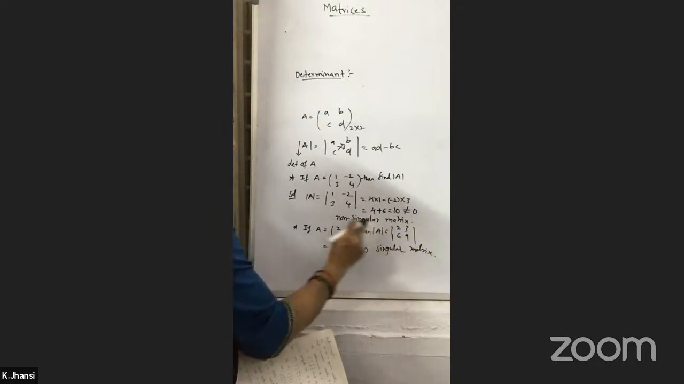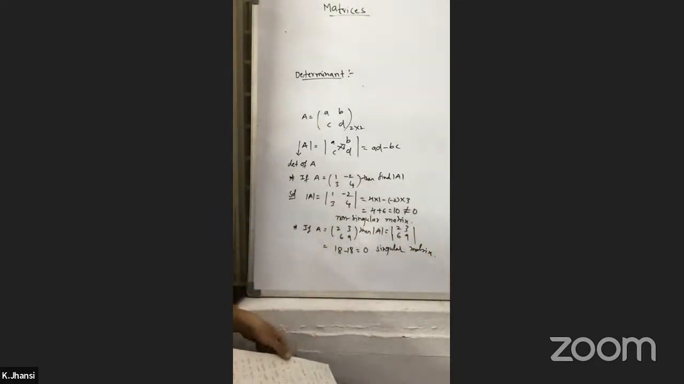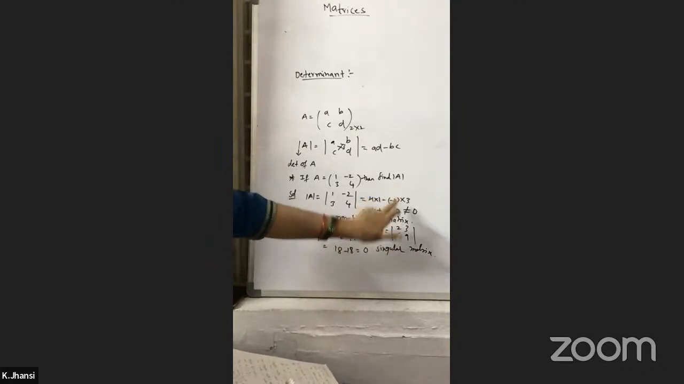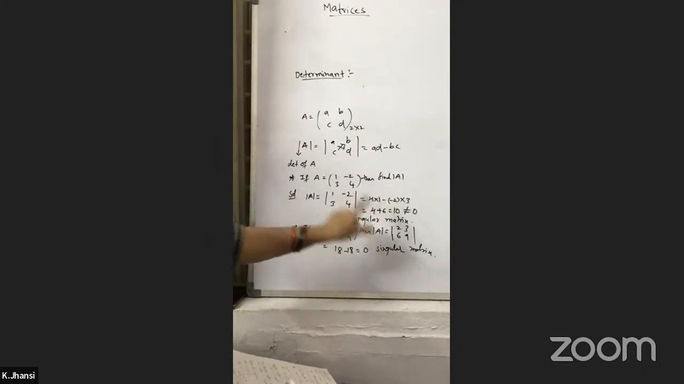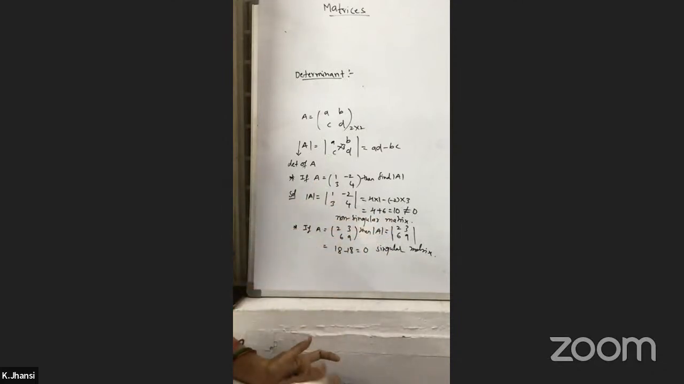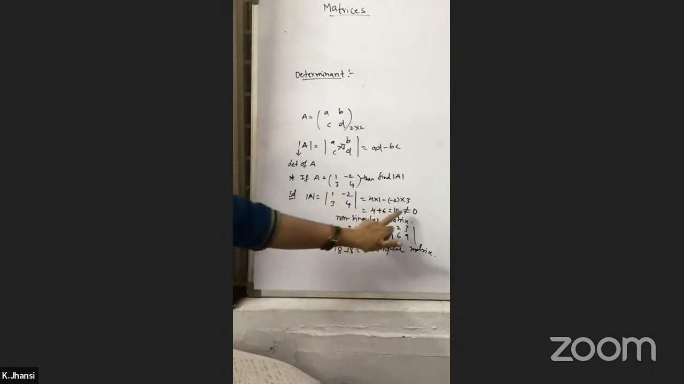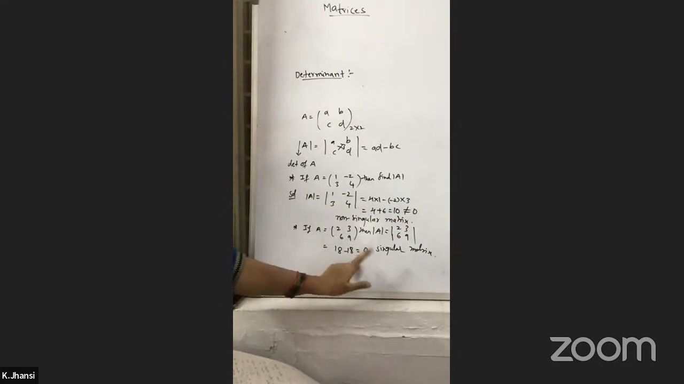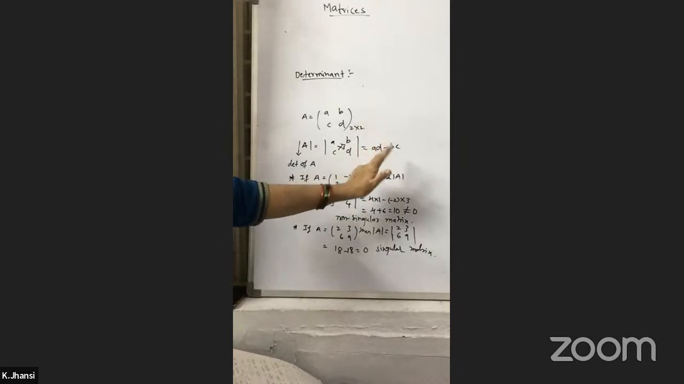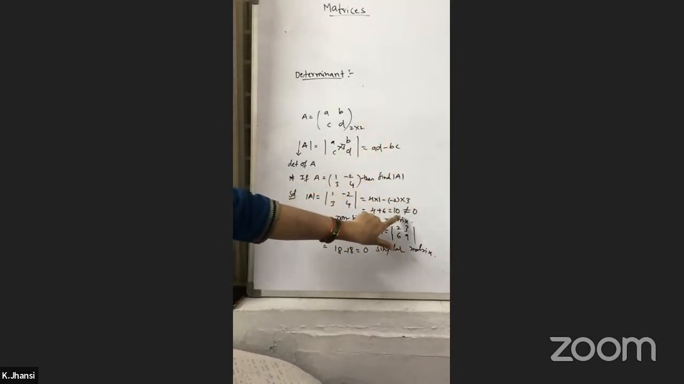And why I'm telling the concept of non-singular matrix is that we can find the inverse. If a matrix is a non-singular matrix, then only the inverse of the matrix is possible. So that is compulsory. The determinant should not equal 0. If it equals 0, we can't find the inverse of the matrix.